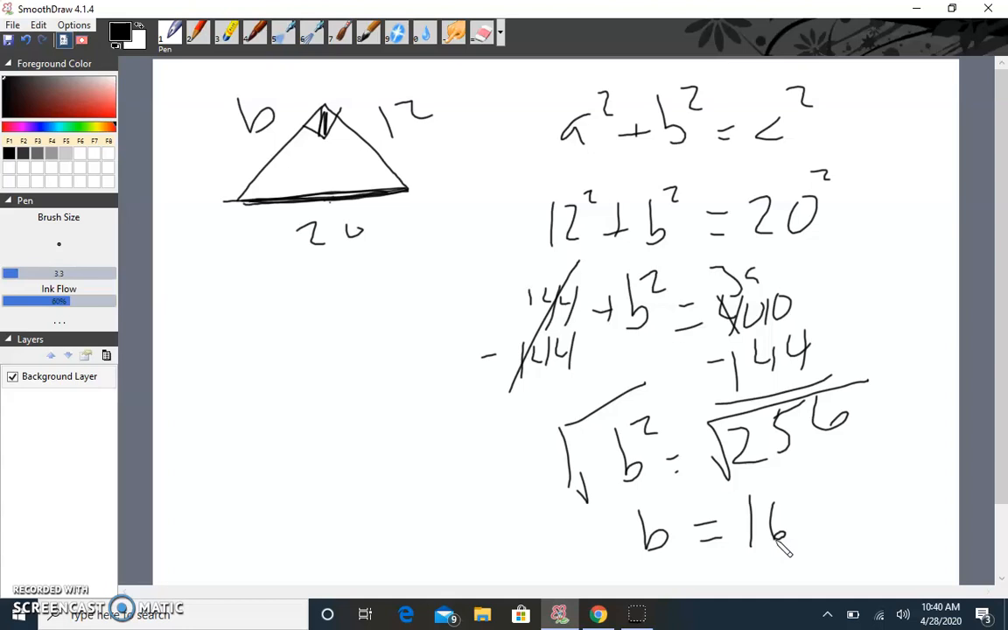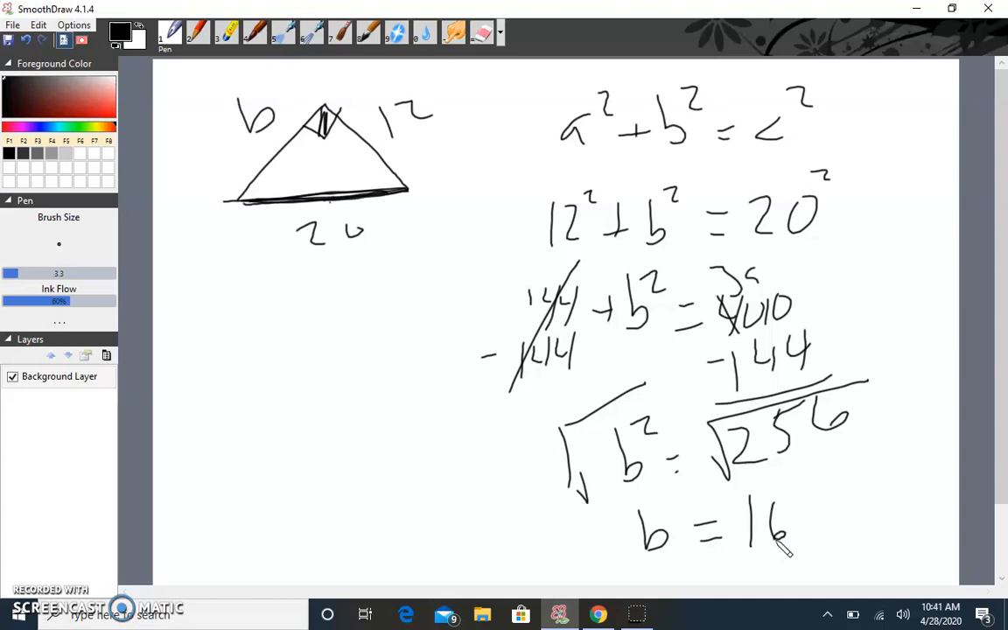A squared plus B squared equals C squared. So A is 12. So 12 squared plus B squared equals 20 squared. 12 squared is 144. 20 squared is 400. You have 144 plus B squared, so you have to subtract. Minus 144 cancels there. What you do to one side, you have to do to the other. 400 minus 144 is 256. We get B squared equals 256.